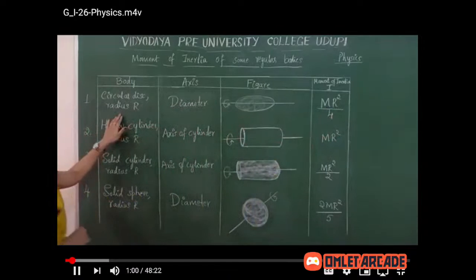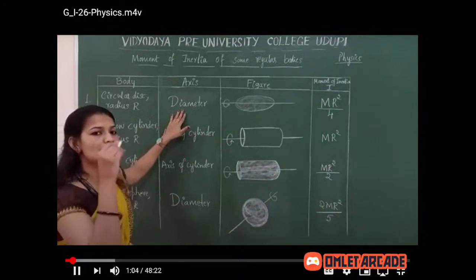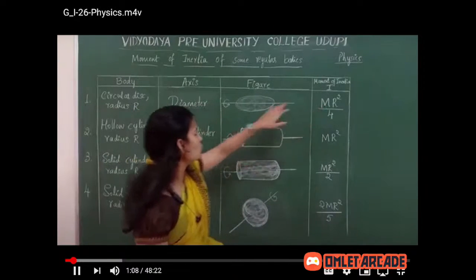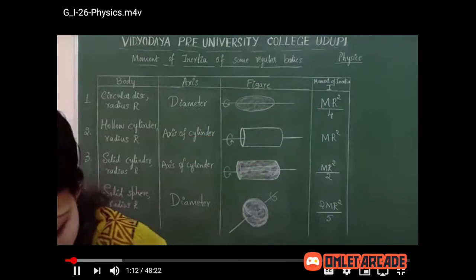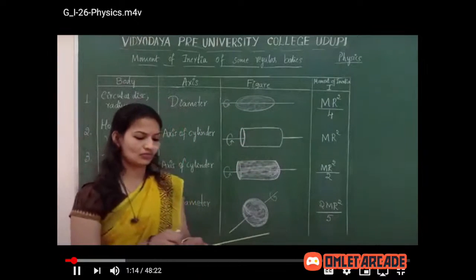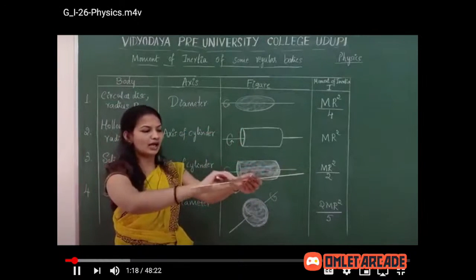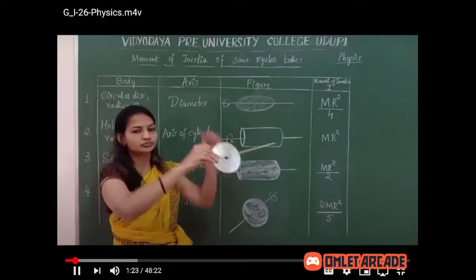In the case of a circular disc of radius r, the axis of rotation is along the diameter. Here m is the mass of this circular disc. So it is like this, so the rotation is like this. It is along the diameter, right? The rotation is like this.